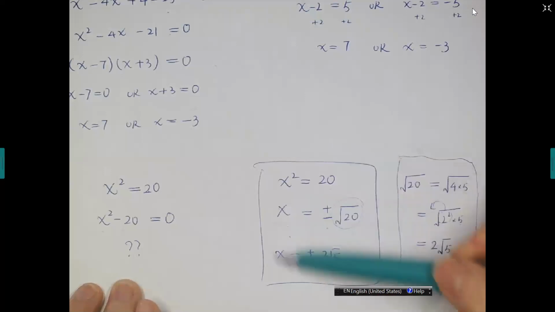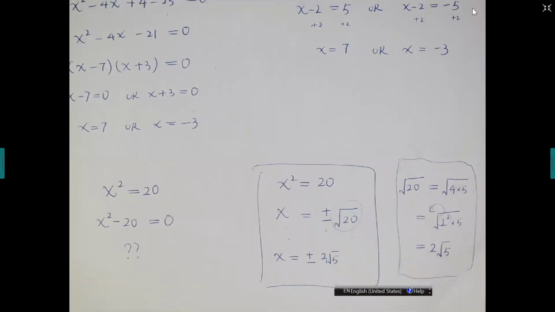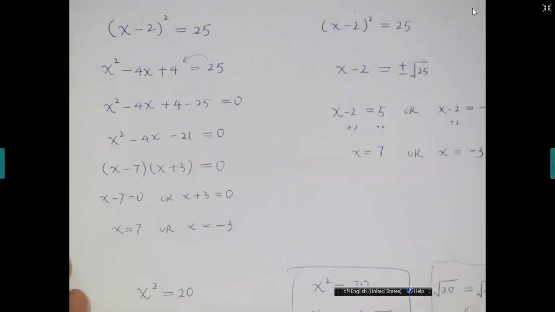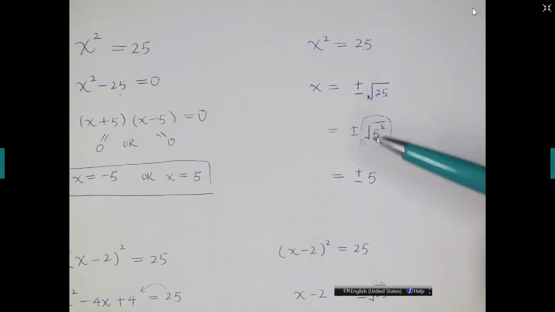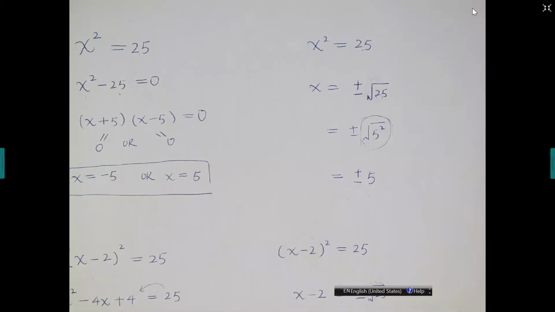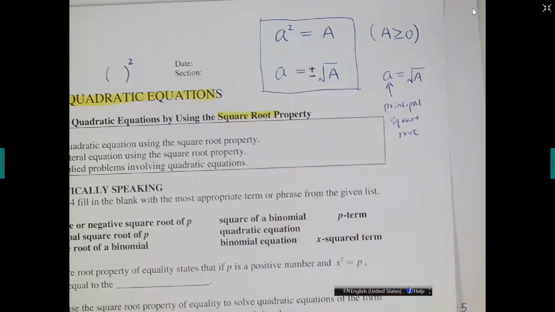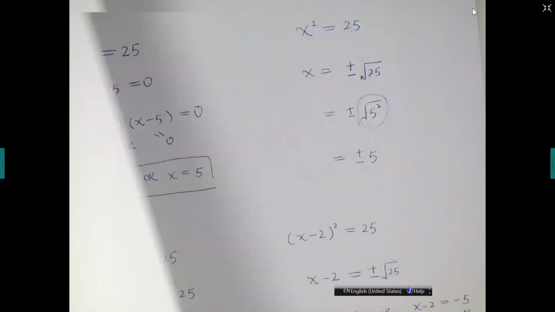So I hope you can get the method here. This method is called the square root method. Okay, I think that should be it. Just remember, this method can be applied to this special type of quadratic equation. This is chapter 9, section 1, using the square root method. Oh, one more example here.